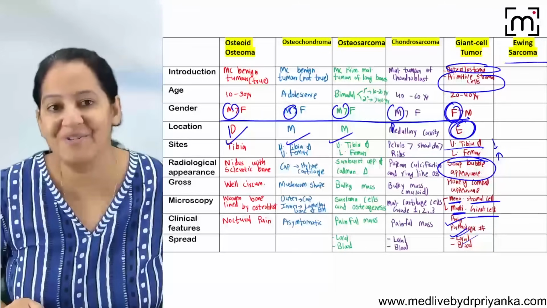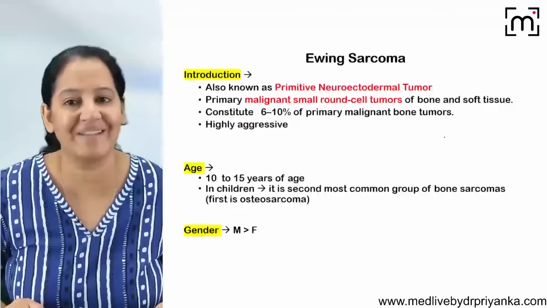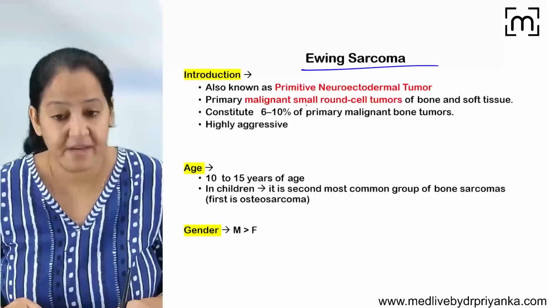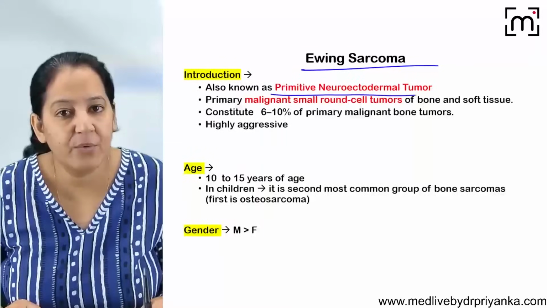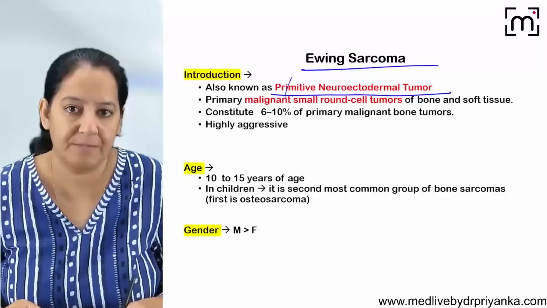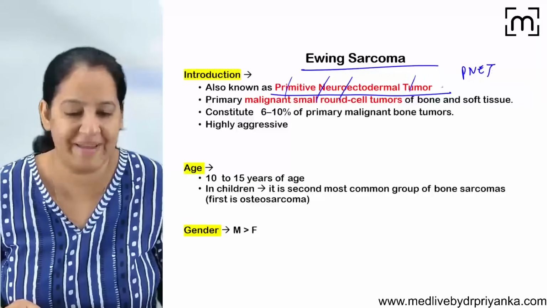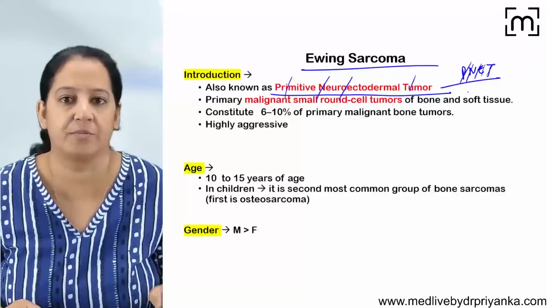Now coming on the last tumor, the Ewing sarcoma. So let's start Ewing sarcoma. The last tumor is Ewing sarcoma. Ewing sarcoma, also known as primitive neuroectodermal tumor. We call it PNET, primitive neuroectodermal tumor.